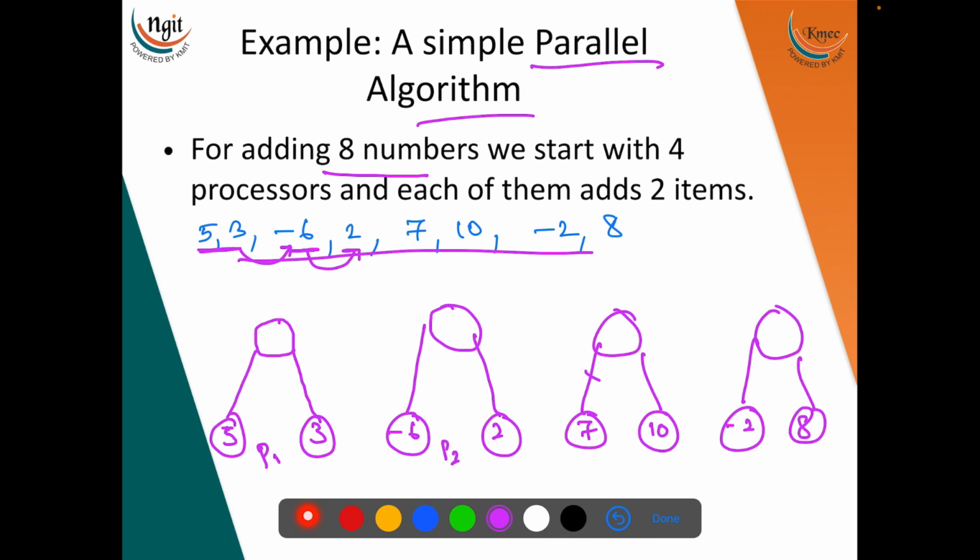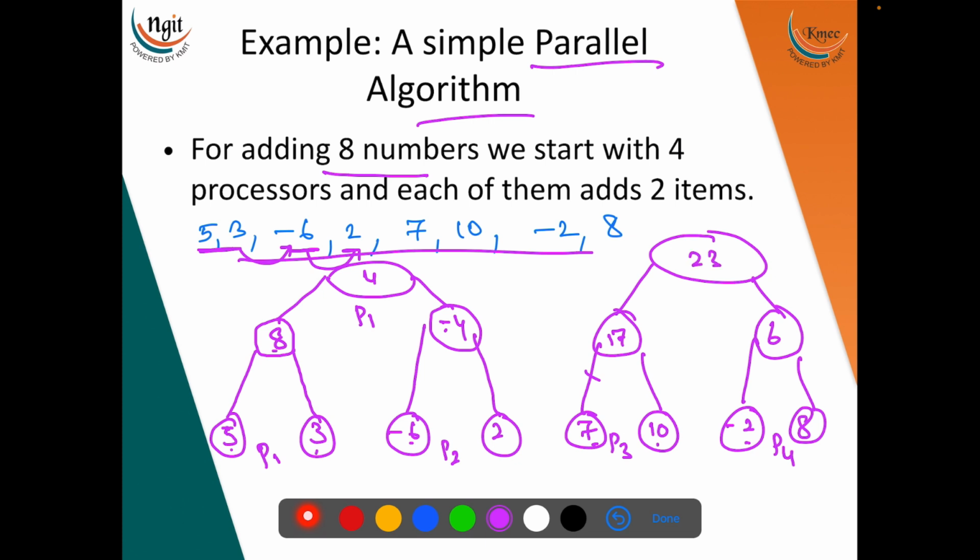So I am going to use 4 different processors, P1, P2, P3, P4, where each processor will take the operation of 2 elements. Now 5 plus 3 is 8, -6 plus 2 is -4, 7 plus 10 is 17, -2 plus 8 is 6. So concurrently or in parallel you did this job, correct? Now again you will be doing the job: the P1 processor will get the result of 4 here. 8 minus 4 is 4. 17 plus 6, you will get the answer of 23.